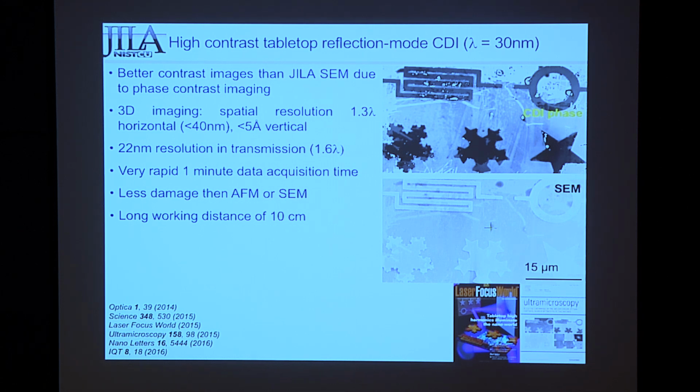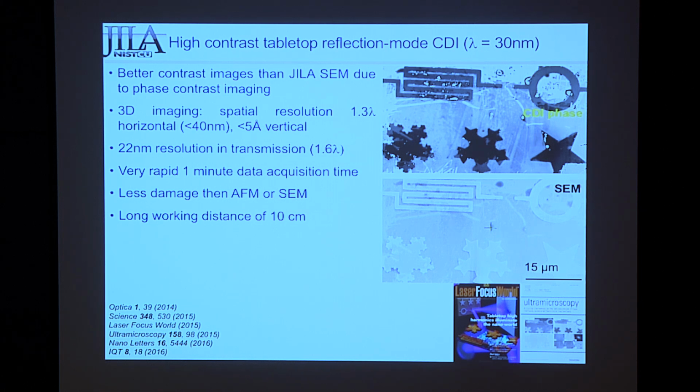And so, of course, if you're using shorter wavelength light, you're going to get enhanced phase contrast. This was about 1.6 lambda spatial resolution in the transverse plane, and because we have phase contrast in the axial plane, it was about, I think, maybe 5 angstroms in the vertical.